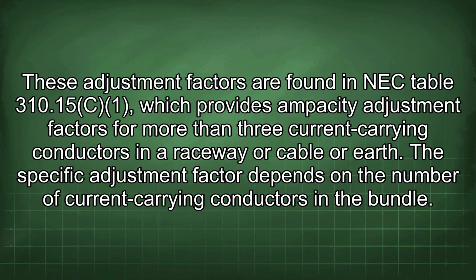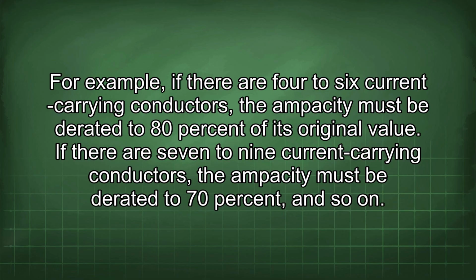These adjustment factors are found in NEC Table 310.15(C)(1), which provides ampacity adjustment factors for more than 3 current-carrying conductors in a raceway or cable or earth. The specific adjustment factor depends on the number of current-carrying conductors in the bundle. For example, if there are 4 to 6 current-carrying conductors, the ampacity must be derated to 80% of its original value. If there are 7 to 9 current-carrying conductors, the ampacity must be derated to 70%, and so on.